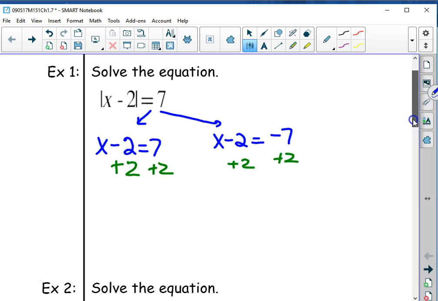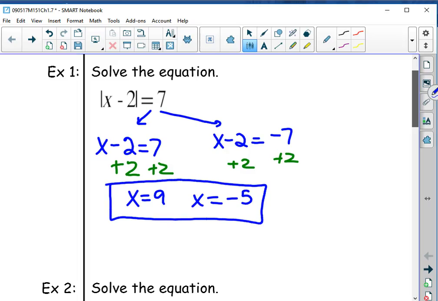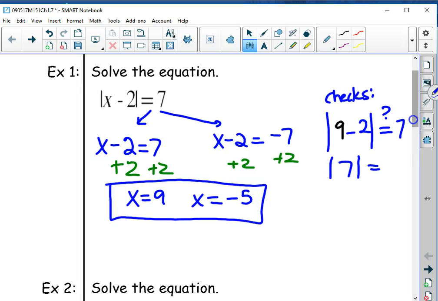We will get x equals 9 and x equals negative 5. Now, you're not required to check these in this course, but just so this makes sense to you, let's do our checks. So x equals 9. We get the absolute value of 9 minus 2, the absolute value of 7 equals 7. Take the absolute value of positive 7, we still get positive 7, and it checks.